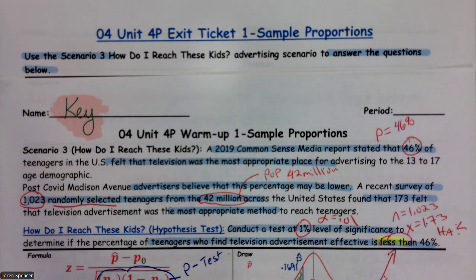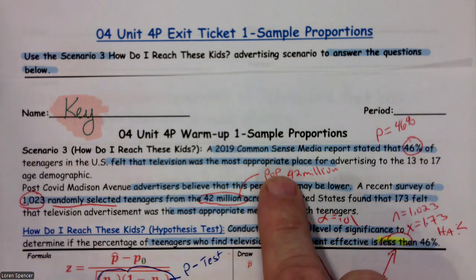This is the exit ticket on the hypothesis test and confidence interval that we did in our warm up. The scenario was, how do I reach these kids? So I want to go back over it real quickly because we're going to define the parameter and write the condition and write the conclusions for both a hypothesis test and confidence interval.